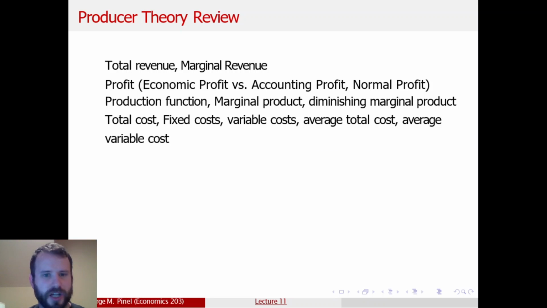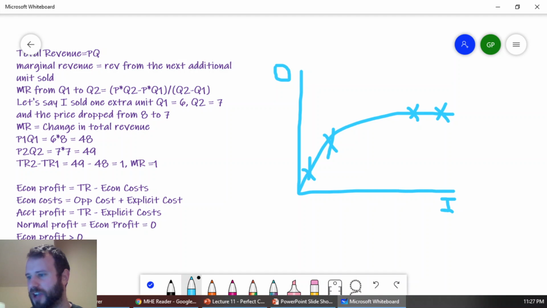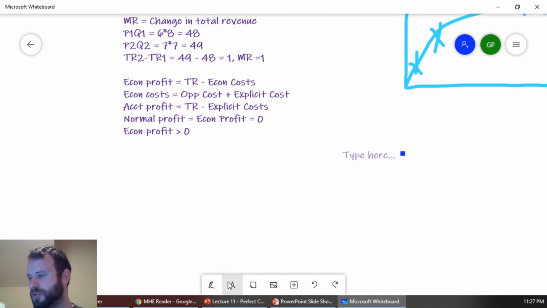So then we talked about a bunch of different kinds of costs. We had total costs, fixed costs, variable costs, average total cost, average variable cost, and average fixed cost, which I didn't think was important enough to include because it kind of isn't. So let's do this relationship. Total cost, we typically think of as another function. So TC of Q, okay?